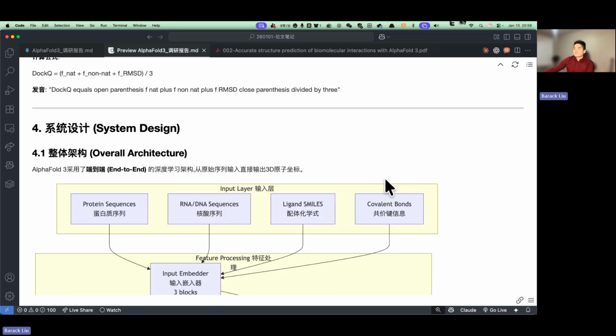System design. AlphaFold 3. So you see, it doesn't provide an English translation here again.